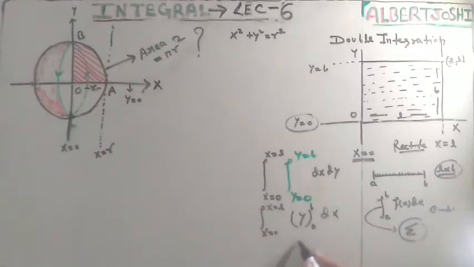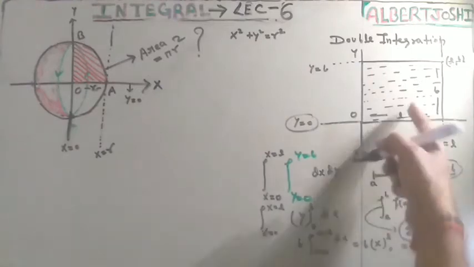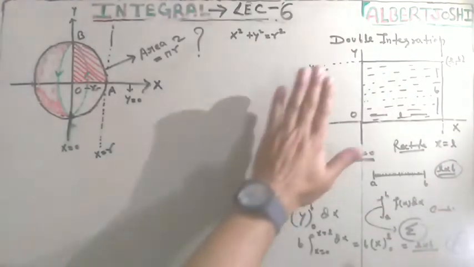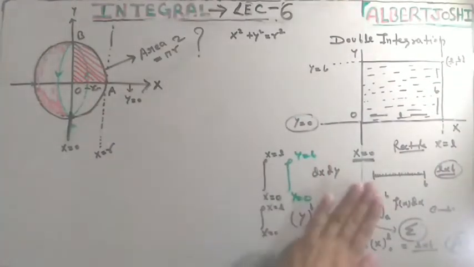So its value is b minus 0, which is b, and that is the constant. It will come outside. Then x is equal to 0 to x is equal to L. Then dx, integration of dx is equal to x. Then b x, from 0 to L. So this is L minus 0, so L into b. That is the area of this rectangle. So this is the way to find the area of the rectangle.